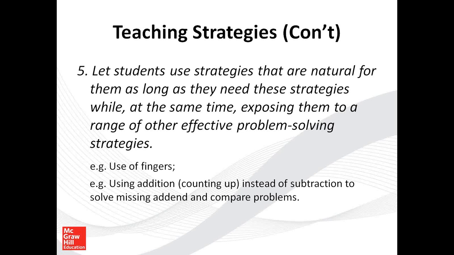A second example is very common when students are younger, in second grade and third grade even, when they're asked to solve missing addend problems and compare problems. It's easier for them to use additions and count up from one quantity to the next instead of to use subtraction, which most adults do. And as soon as students are capable of using subtraction, they'll automatically switch strategies. But I believe it's harmful to prevent students from using strategies that come so naturally to them.